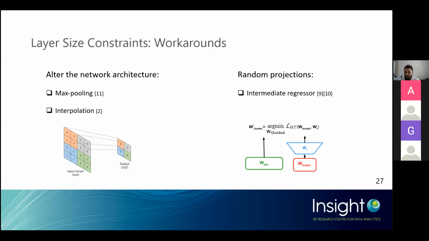And another way of getting around this is with an intermediate regressor. So this is just placing an extra layer on top of the target student layer, which fits the size of the teacher, and then training that as normal with the knowledge transfer, and then discarding your intermediate layer at the end. And this kind of amounts to a random projection into a higher or lower feature space. So there's going to be information lost here. It's less than optimal. It's been shown in other papers.